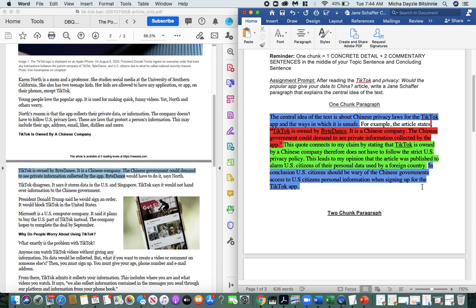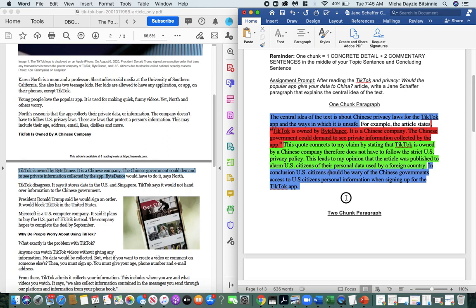All right, so this is a one chunk paragraph. You have generally 1, 2, 3, 4, 5 sentences in a one chunk paragraph. This one has a little bit more because of the concrete detail, but again, that's only because of the reading level. It's a reading level that divides information up. So this is okay to put in like this.